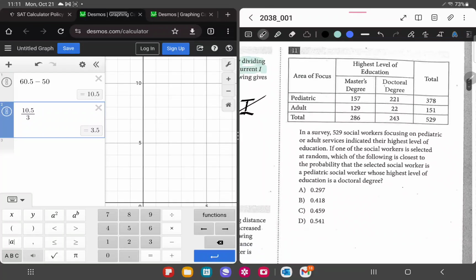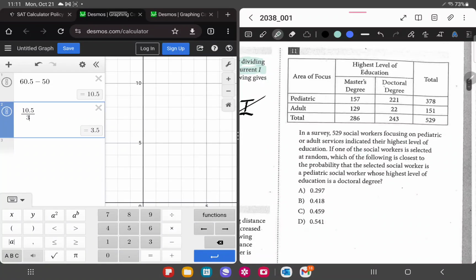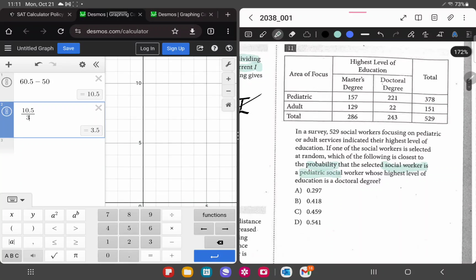So 11. This one says that in a survey of 529 social workers focusing on pediatric and adult services, indicated by the highest level of education, if one of the social workers is selected at random, and here's where I'm going to start writing stuff down, which of the following is the closest probability that the social worker is a pediatric worker whose highest level of education is a doctorate degree?